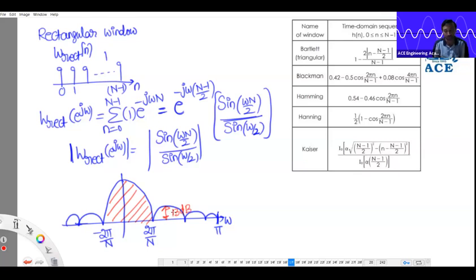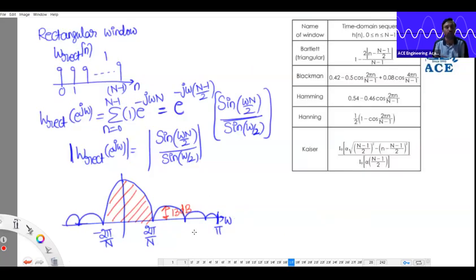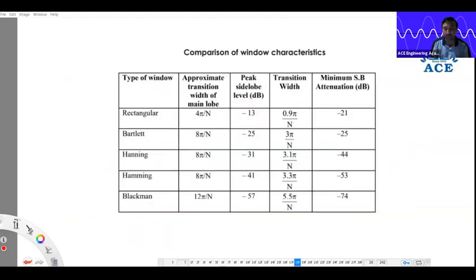How am I saying 13 dB? Exactly from Parseval's theorem. It means, according to our previous slide, the first point is obeyed, the second point has failed: side lobe energy is not tending towards 0 as omega tends to plus or minus pi, but we have maintained a narrow main lobe. Then a better window is the Bartlett or triangular window. Everyone knows a triangular window is the convolution of two equal length rectangles. Then the best windows are Hamming, Hanning, Kaiser, Blackman. What you are going to get in the exam is not these formulas; comparison of window characteristics is a definite question for you in the exam.